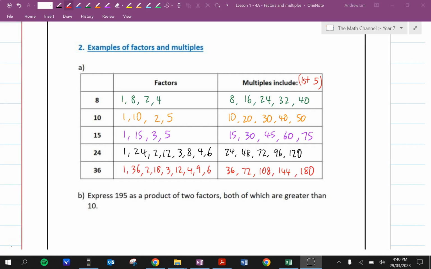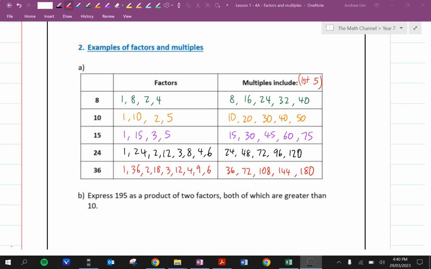Okay, check your answers. So the factors of 8 are 1, 8, 2, and 4. Multiples include 8, 16, 24, 32, 40, etc. So there's an infinite amount of multiples for each of these numbers. We just wrote the first 5.